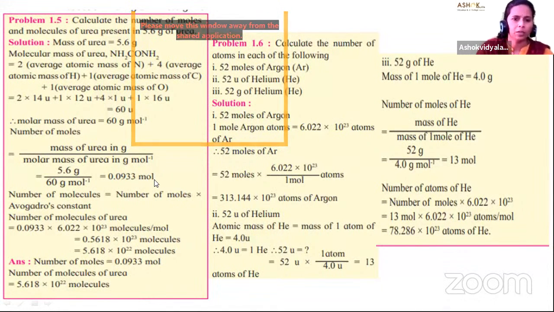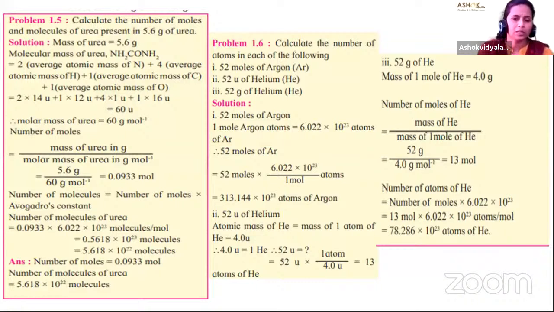So understood how to calculate mole? This formula you have to remember, student. Now we want to calculate the number of molecules. The number of molecules is the number of moles into the Avogadro number, because we have studied the Avogadro number just now. Because 1 mole of any substance is equal to the number of molecules into the Avogadro number. So we simply multiply the number of moles with the Avogadro constant: 0.0933 into 6.022 into 10 to the 23. On calculation, we will get 5.618 into 10 to the 22 molecules.